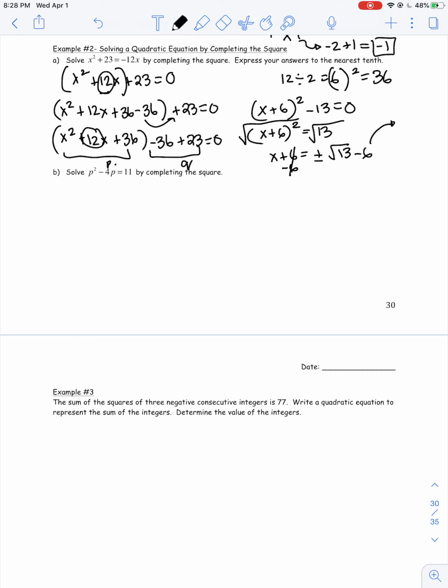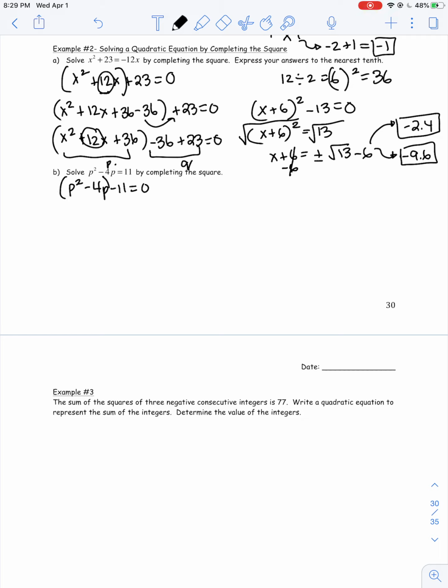So in our calculator, we're going to have to put positive square root of 13 minus 6, and we'll get minus 2.4. And then we're going to have to do minus square root of 13 minus 6, which is negative 9.6. So those are our two solutions for x. The next one's similar. So just like the previous case, we're going to have to move everything over until we have 0 on one of the sides.